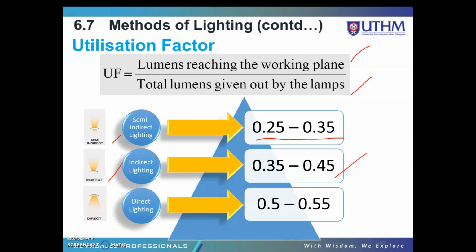And then the third one is direct lighting. Direct lighting directs the light downward directly onto the surface below. And the utilization factor is 0.5 to 0.55. That is the utilization factor.